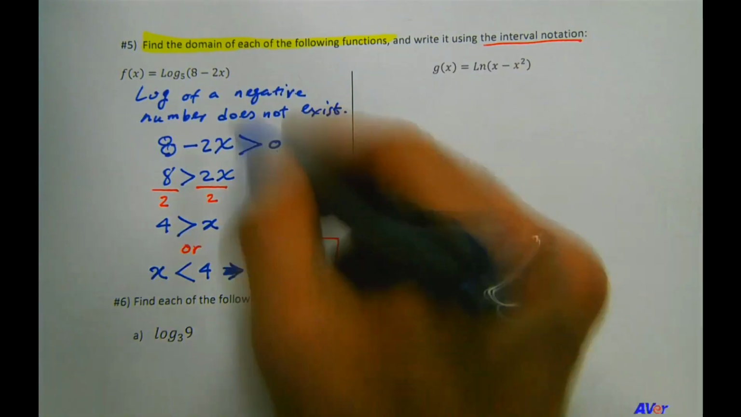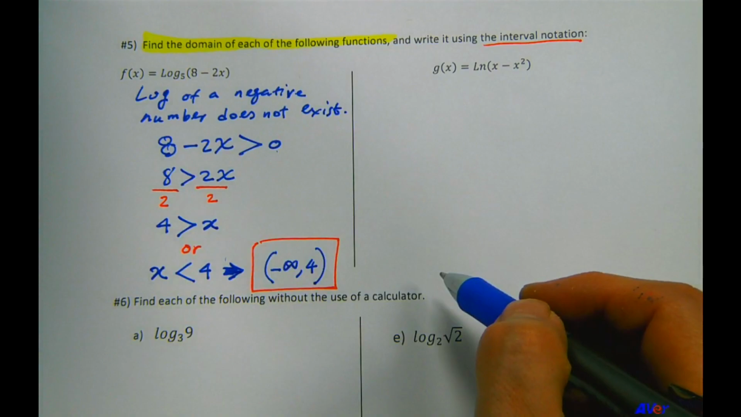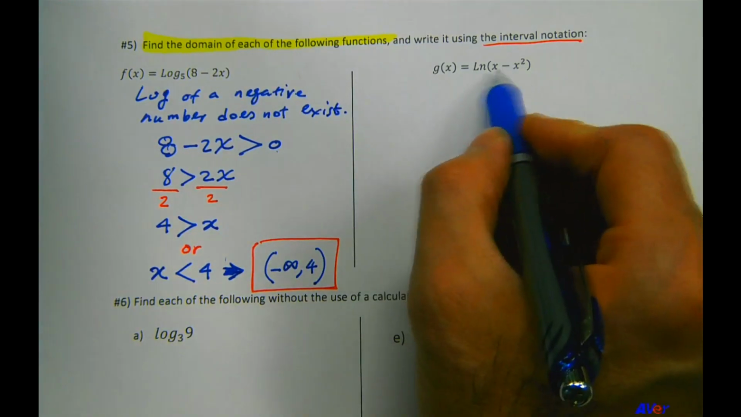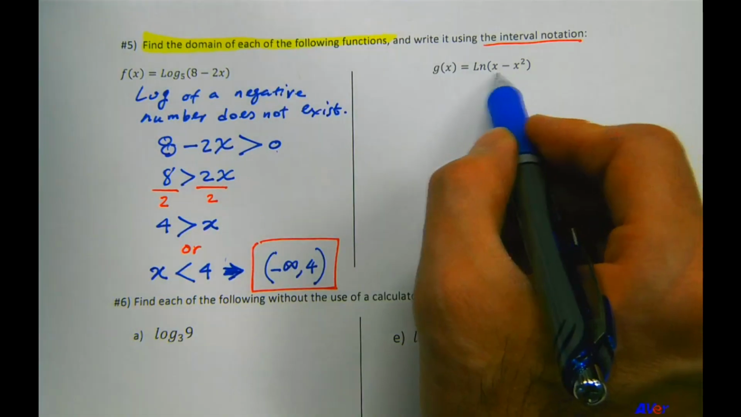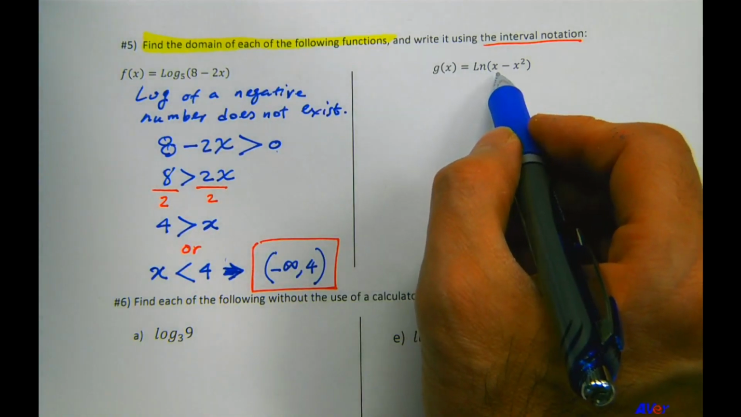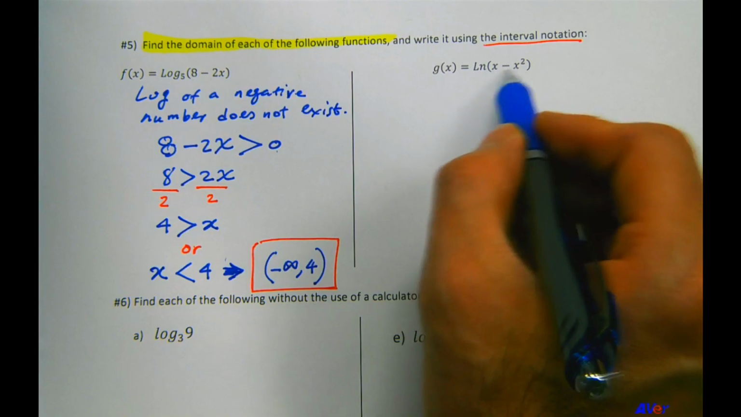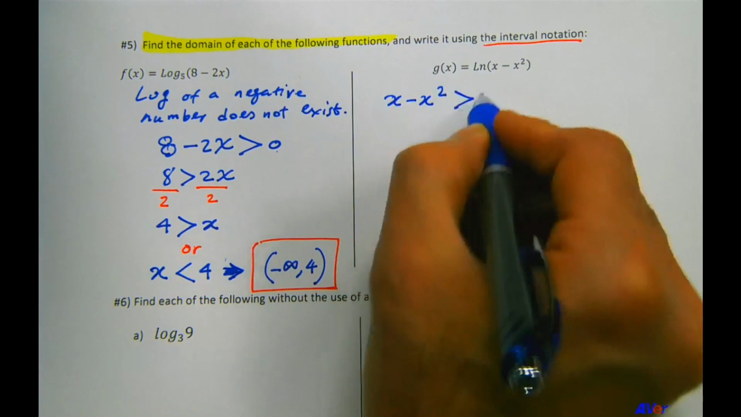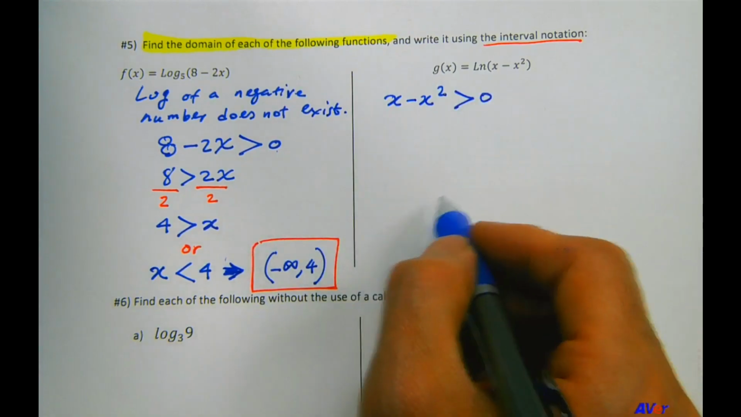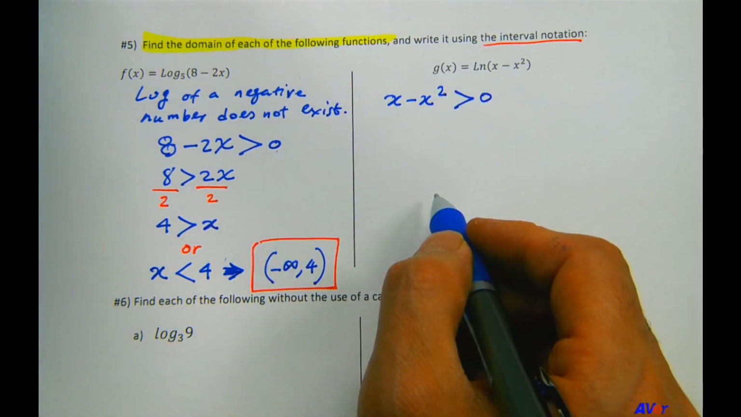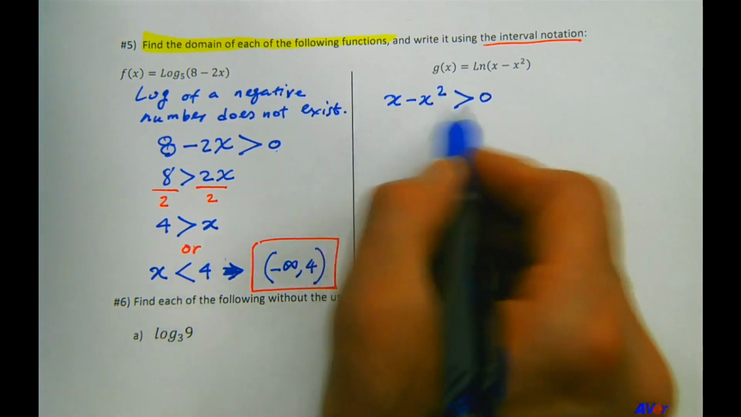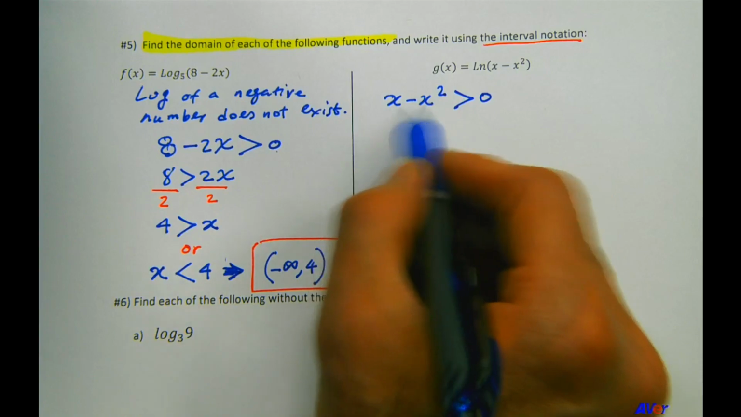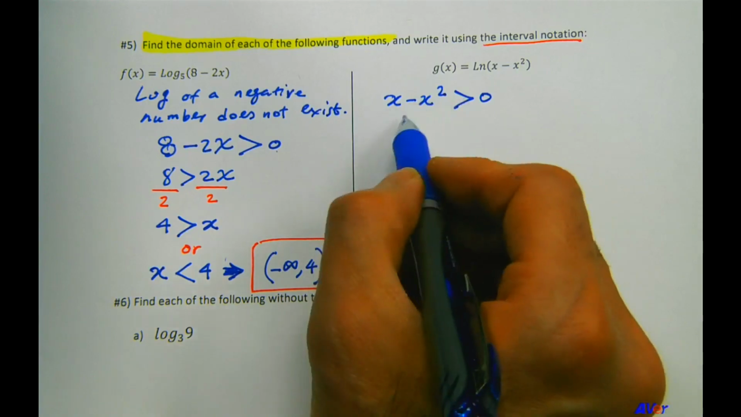Now here, I hope this agrees with your own solution. On this side, the same thing. A natural log of a negative number or a natural log of 0 does not exist. So this term, this x minus x squared, must be greater than 0. Something positive, something non-zero and positive. And that's the condition. That inequality satisfies that condition after we solve this inequality for x.